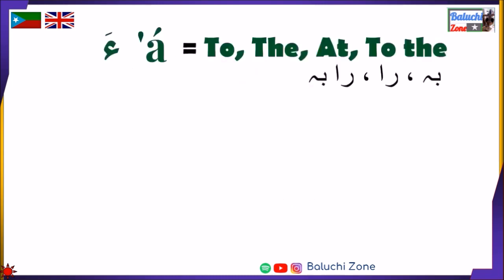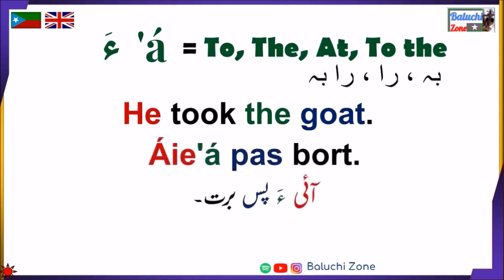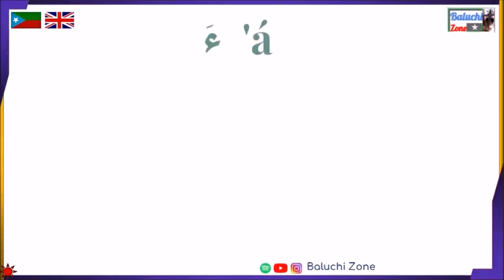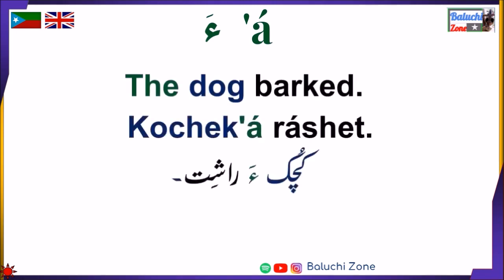Let's do more examples. He took the goat. Ája pass bort. Or in Persian it would be U bozra board. Another complicating factor about this unique Balochi Á is that we often attach it to names and nouns. For example, the dog barked. Kochek Á rashet.